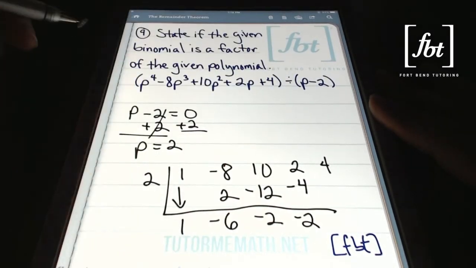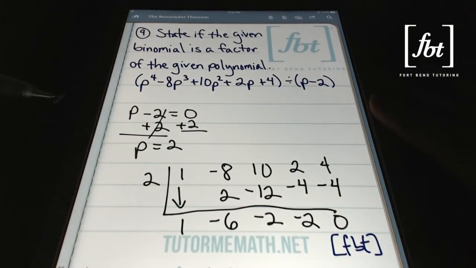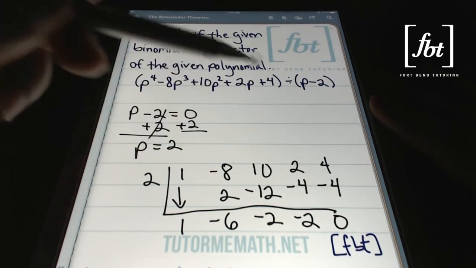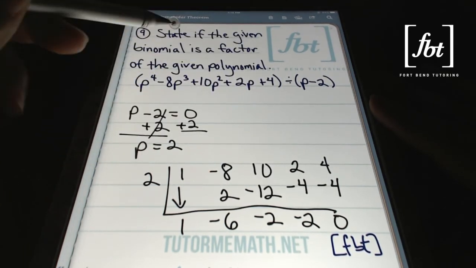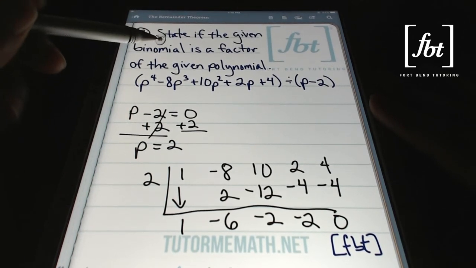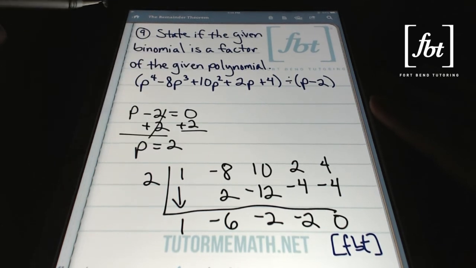Bring down the negative 2, and 2 times negative 2 is negative 4, and this gives you a remainder of 0, which means that this binomial is a factor of the given polynomial. Since it terminates, that verifies that this binomial here will divide evenly into the original function. So this is an alternative to verifying whether a divisor will go into a given polynomial. Instead of using long division, you could use the remainder theorem to assist you in that process.